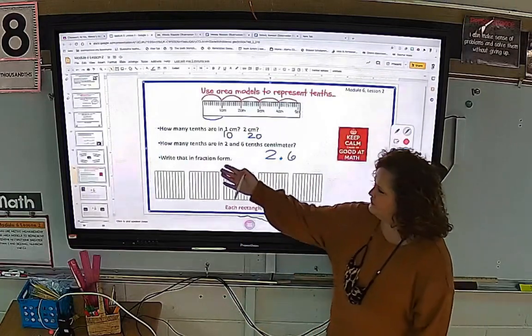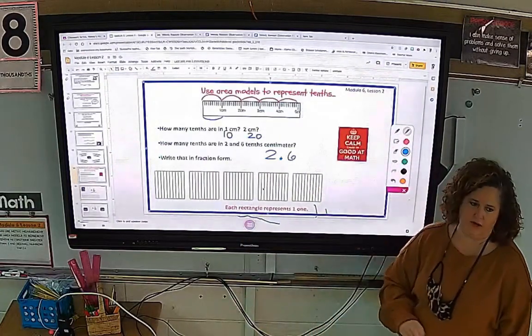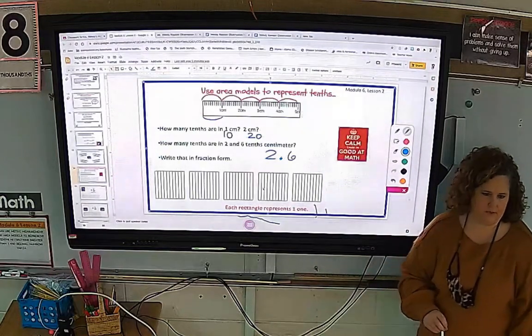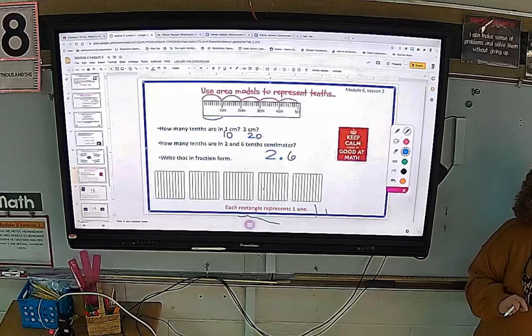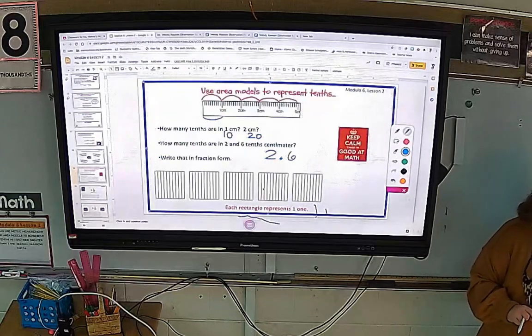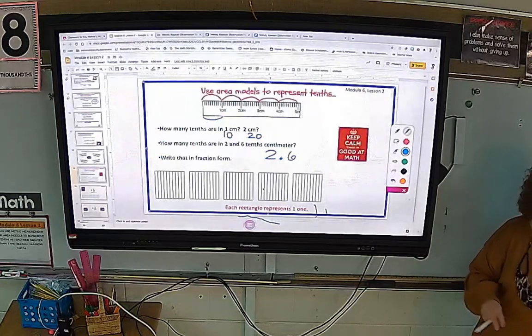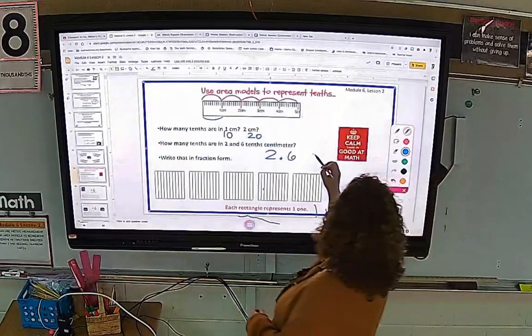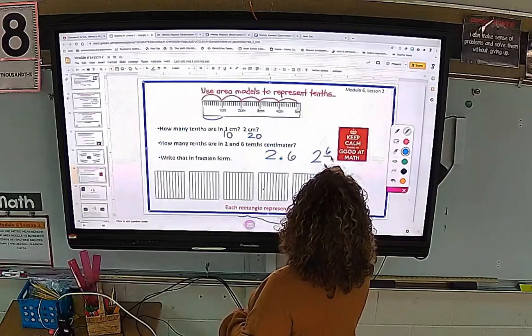Oh, well, they say write it in fraction form. What is this going to look like in fraction form? Can you describe it to me? Because I know you're going to want to say, well, 2 6/10. What does that look like? Yeah. It's 2 and then 6 and then under that would be 10.